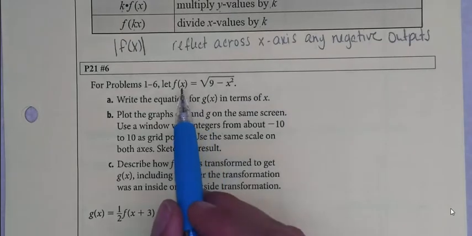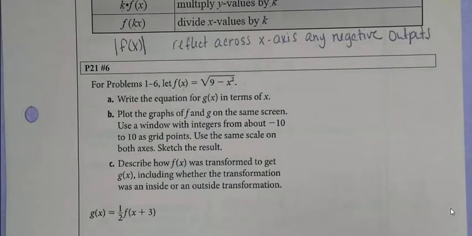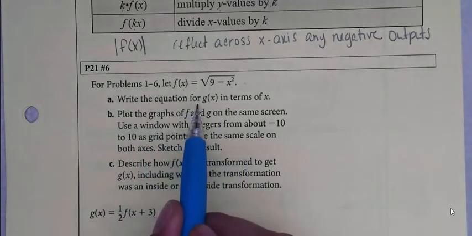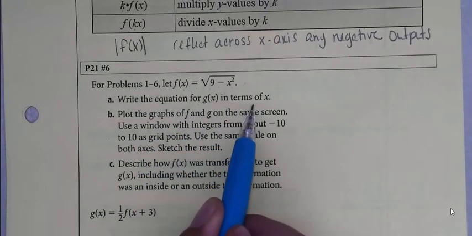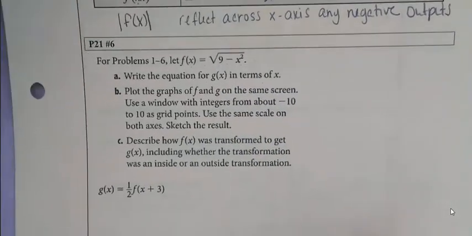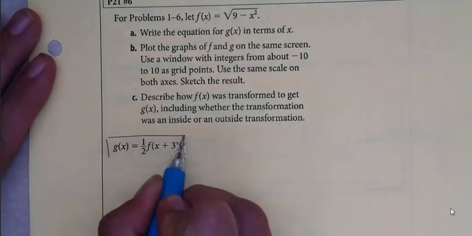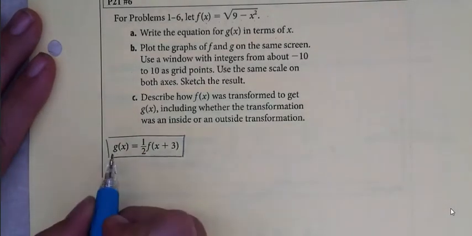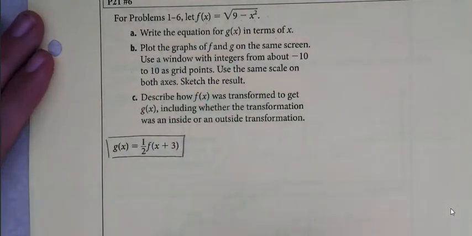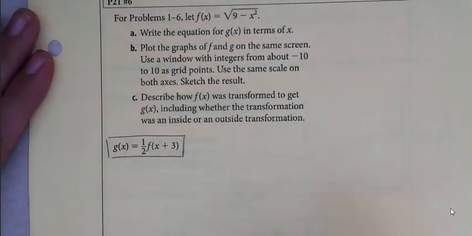Okay, so we are given f of x equals 9 minus x squared. And we're going to write the equation for g of x in terms of x. Oh, actually the equation, sorry. The equation is this. This was the equation that we're given. So this is number 6 in your book, and I copied all the directions. Okay, so we're going to write the equation for g of x in terms of just x.